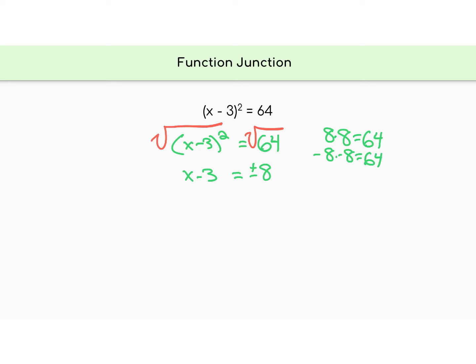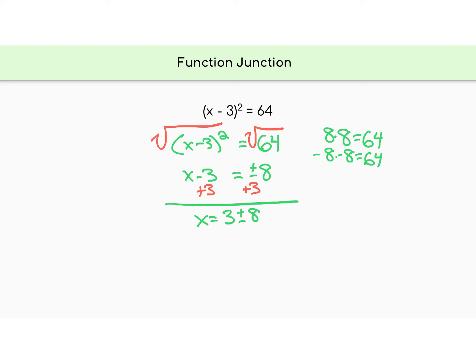So now we want to use our inverse operation to get our solution. So instead of -3, we're going to add 3 to both sides. Now we have the x isolated, and now we're going to solve for the right side. So the number that we used for our inverse operation, that's going to go first. So we have 3, positive or negative 8. Okay, so now this is going to have two solutions.